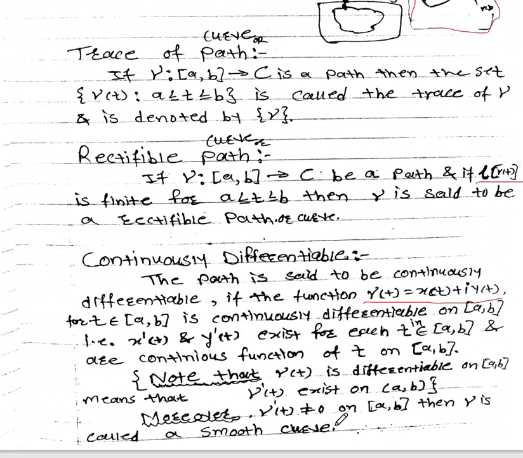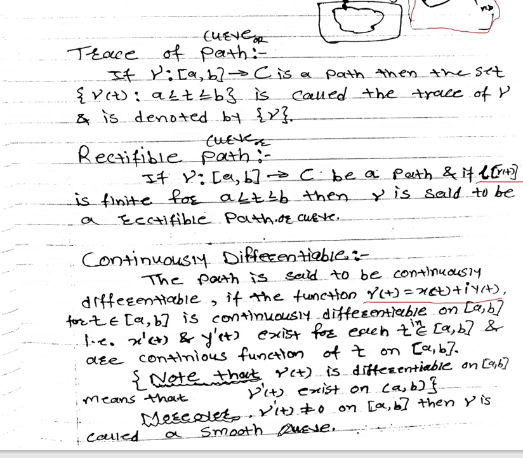Here we have to note that gamma of t being differentiable on the closed interval [a, b] means that gamma dash of t exists on the open interval (a, b). We already saw that the derivative of that function should exist in that interval. So gamma of t is differentiable on the closed interval [a, b], meaning the derivative of gamma of t exists on the open interval (a, b).